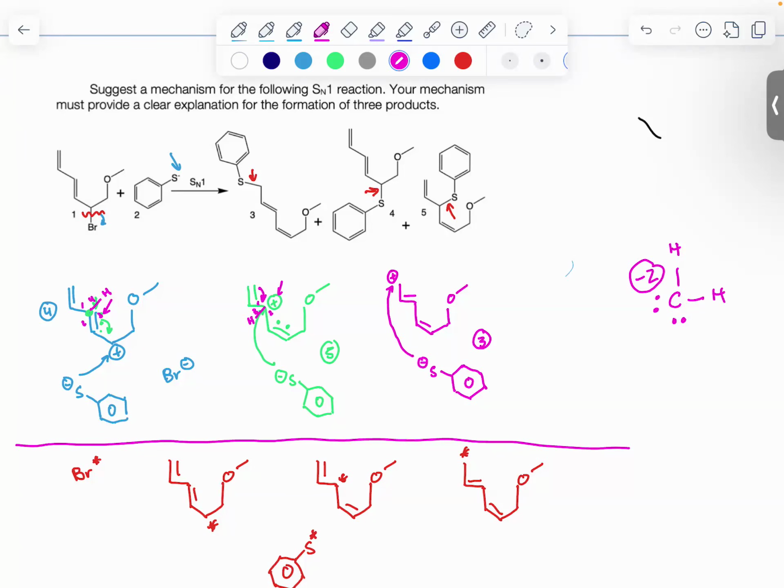Other questions? SN1 is stepwise and SN2 is concerted. So concerted means that it all happens in one go. I'll pick out a different color here.